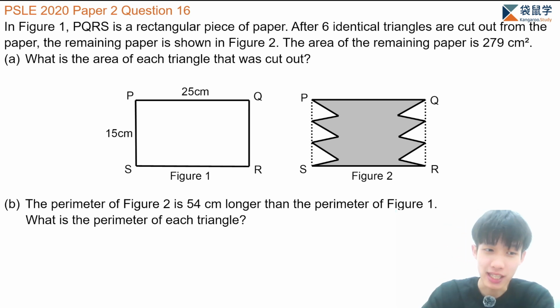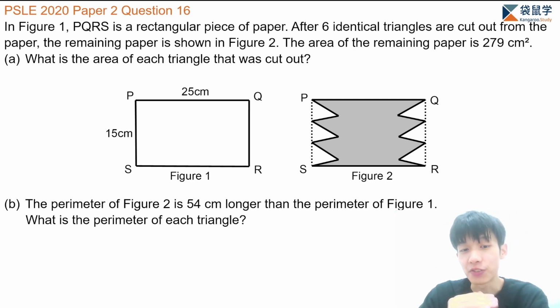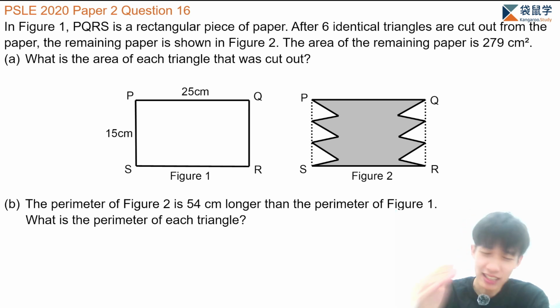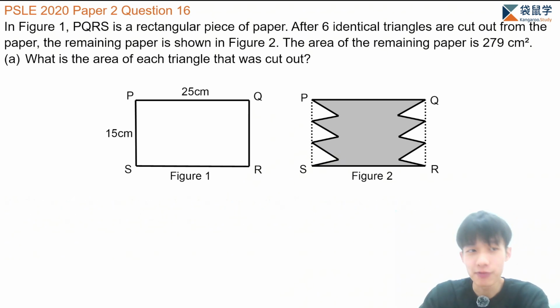Question B asks, the perimeter of figure 2 is 54 centimeters longer than the perimeter of figure 1. So what is the perimeter of each triangle? Now let's start doing one by one, starting from question A.